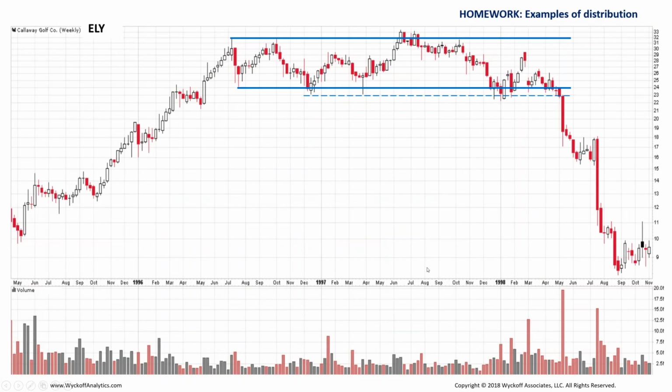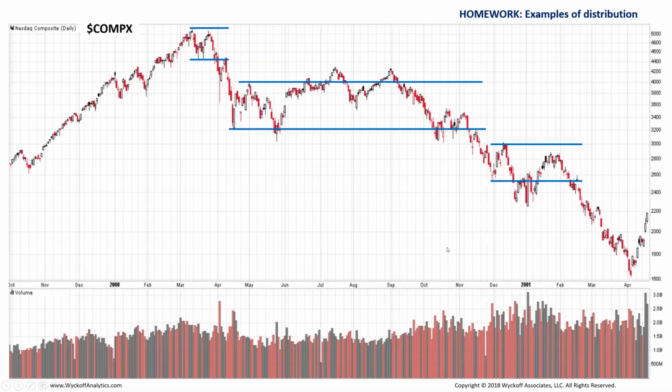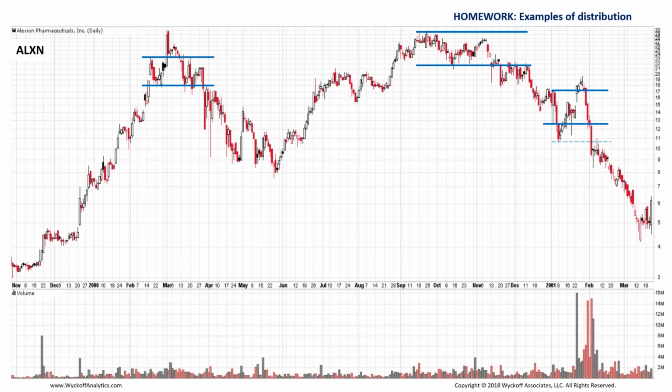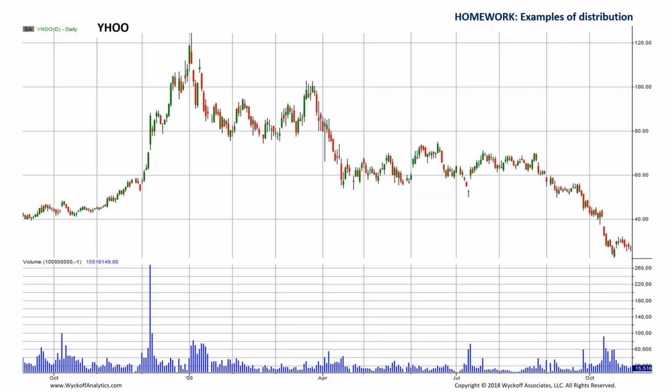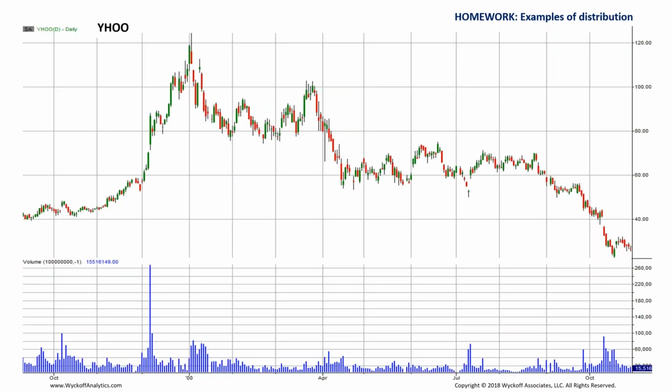Here's one: Callaway Golf, Netflix, Apple, NASDAQ, Alexion Pharmaceutical, and Yahoo. Alexion Pharmaceutical and Yahoo are probably going to be the two hardest charts. Everything else should be quite easy if you follow the schematics.